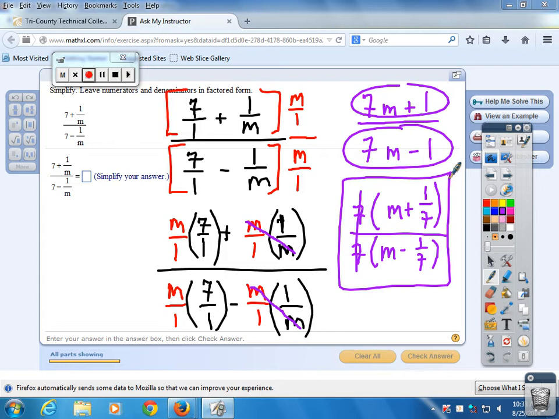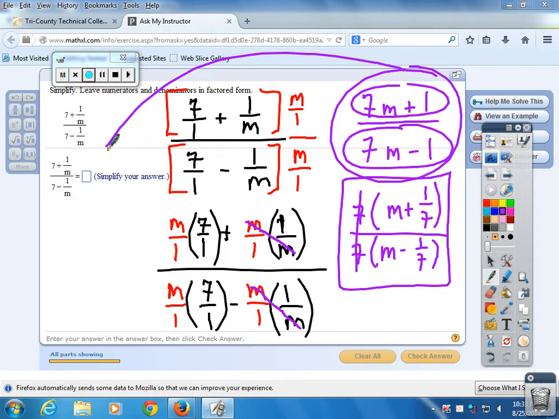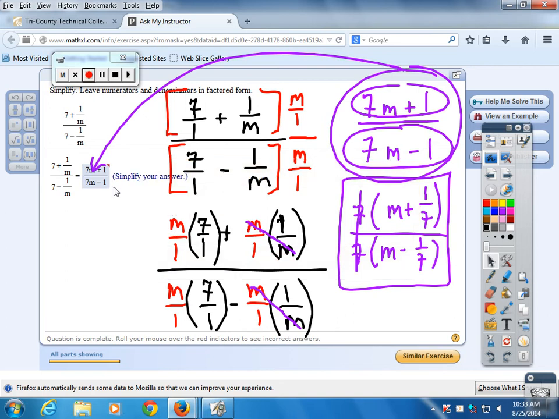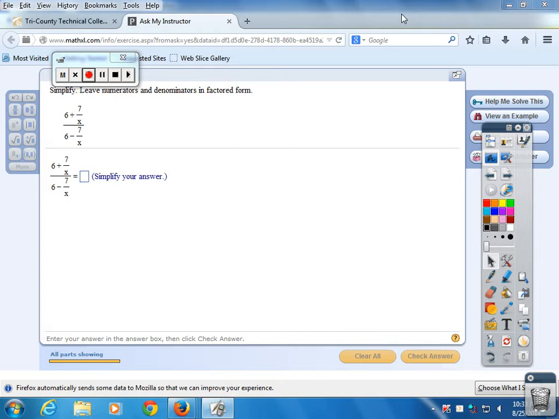So, this is a final answer, but this is probably what they want. So, let's see. I'll take either answer. Seven M plus 1 over 7M minus 1. All right, you try that one. That'll be 2 for the books.